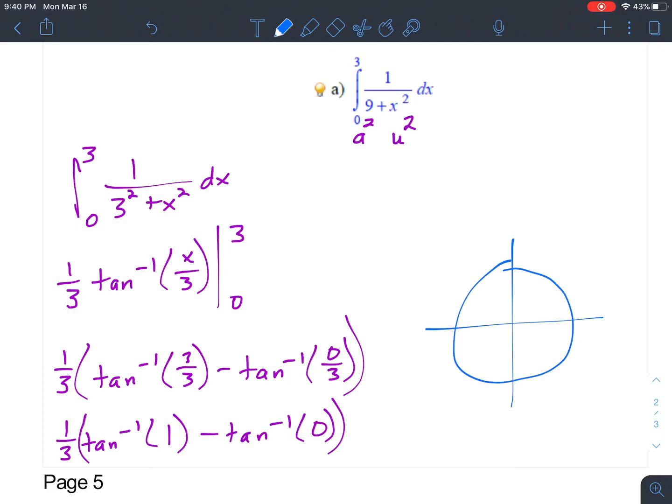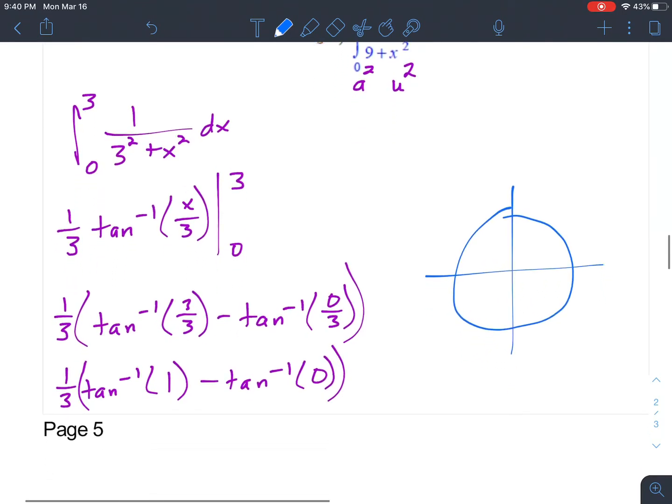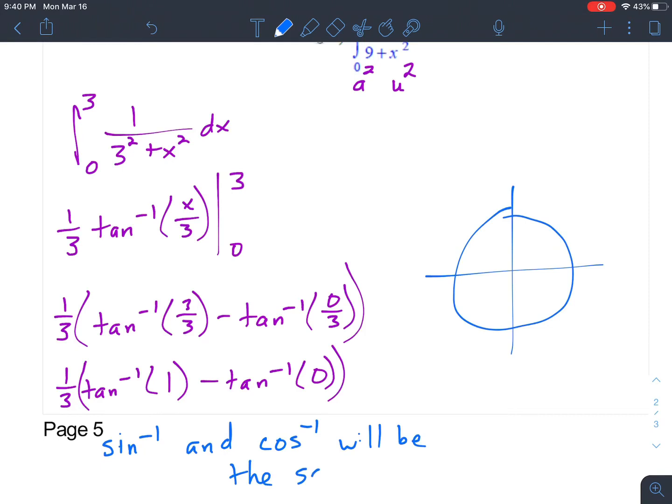Now, where arctangent is equal to 1, what we need to remember is that's where sine, and more specifically arcsine and arccosine, will be the same. So in the unit circle, we know that sine and cosine will always be the same at pi over 4. And then over here in the third quadrant, that is going to be 5 pi over 4.